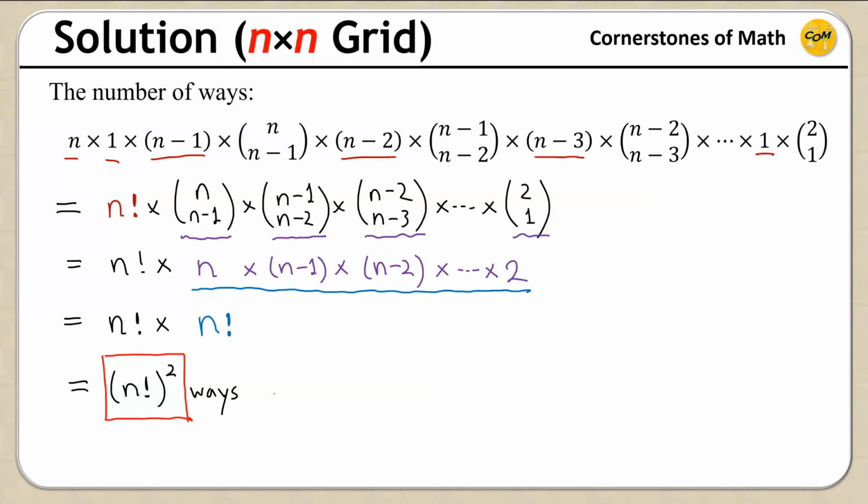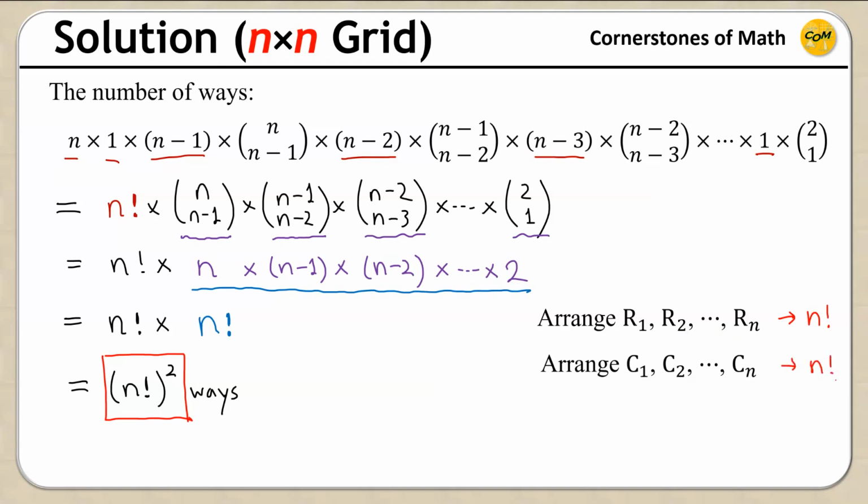Now, when you come to think of it, this is actually a pretty intuitive result. N factorial is simply the number of ways to arrange n rows R1, R2, Rn. And n factorial is also the number of ways to arrange n columns C1, C2, Cn. Therefore, the answer being the product of these two seems plausible.